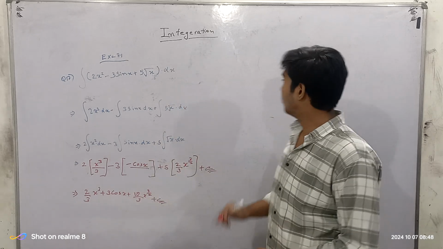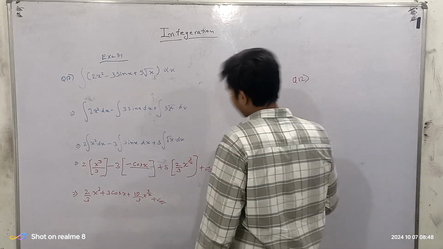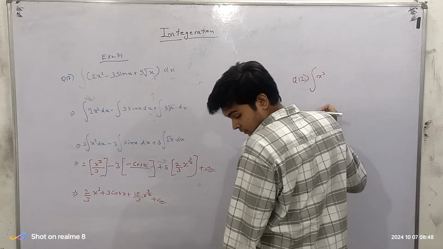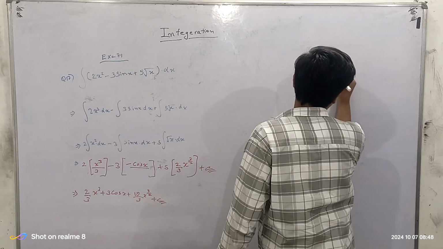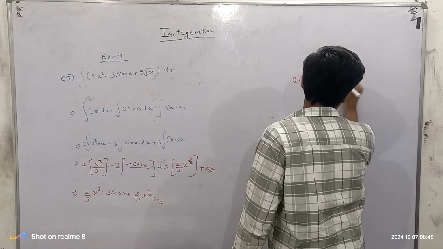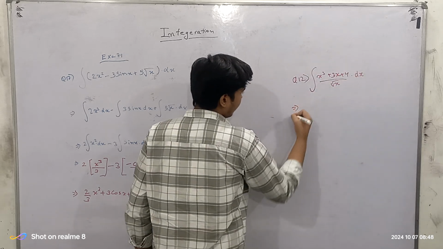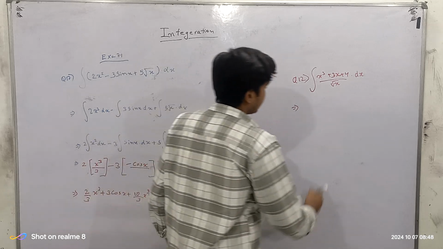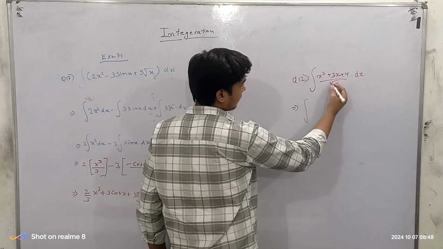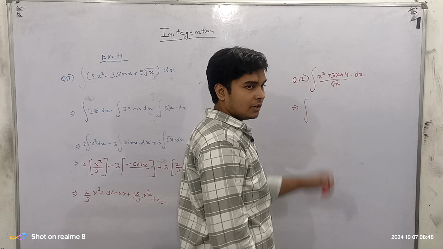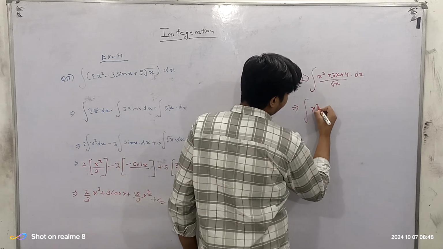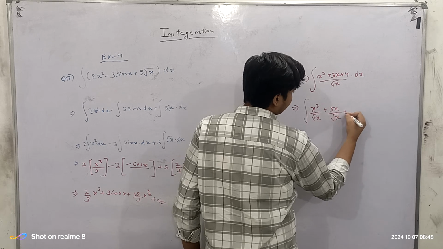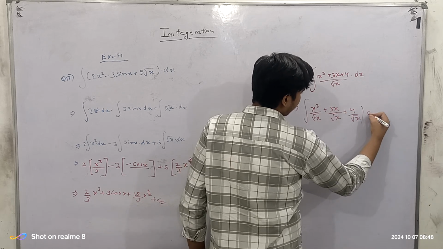One more type of question I can tell you: if the denominator is under root x, and the numerator is x cube plus 3x plus 4, so x cube plus 3x plus 4 by under root x. This is also an important question from exercise 7.1. It will be easier if you have understood it. We write the integration of x to the power 3 plus 3x plus 4 by under root x into dx.